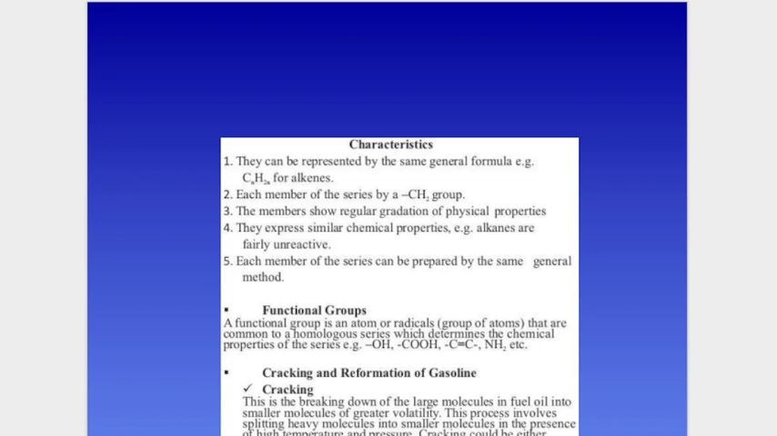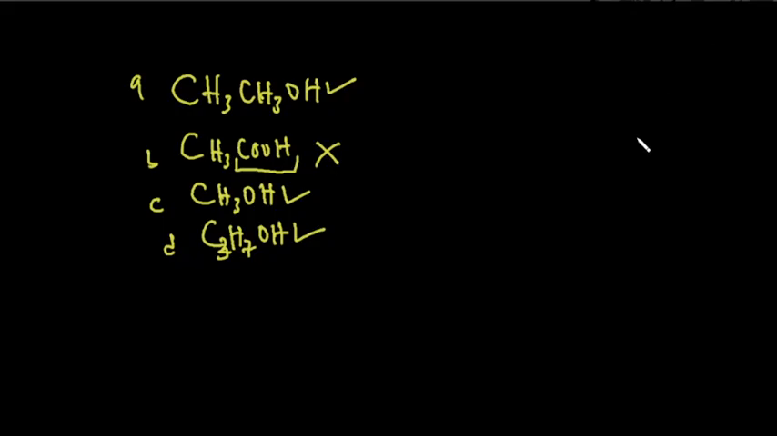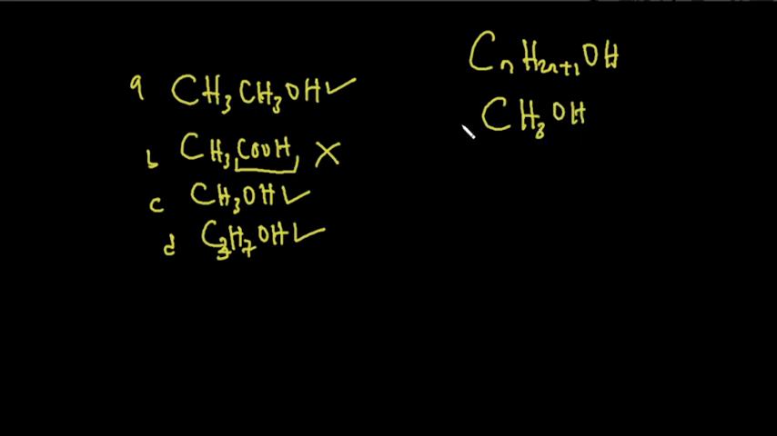The second one is that consecutive members of the series differ from each other by CH2. I've mentioned that before. So imagine I have methanol. The general chemical formula for alkanols is CnH2n+1OH, but this is for your monohydric alkanols. So with this said, if it's one carbon atom, it's going to be CH3OH. This is methanol. Consecutive to methanol is ethanol, so C2H5OH.